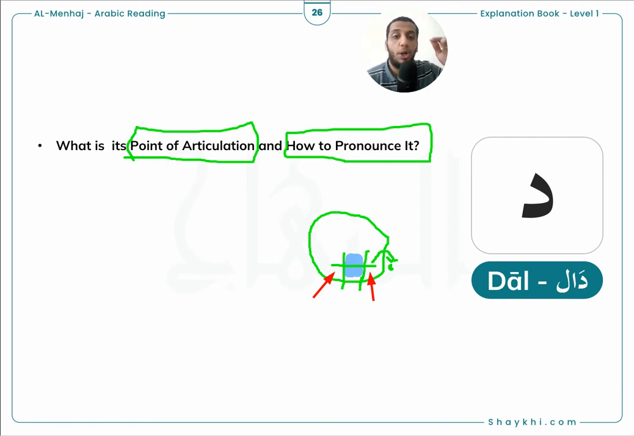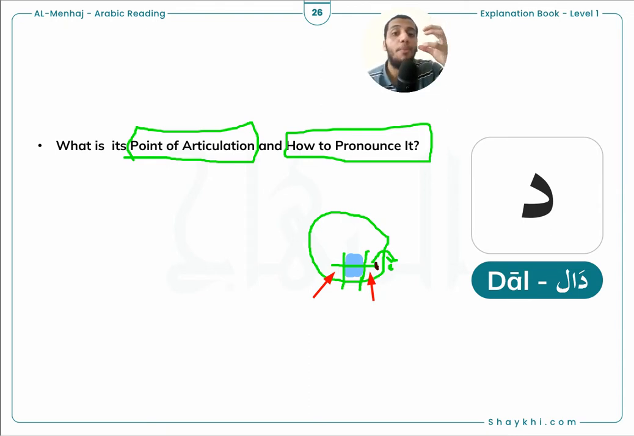Now, from which part do we pronounce letter Dal? You see the top part of the tongue. The first part of this top of the tongue is called the tip of the tongue, which is in this part. Let's use another color to clarify it. Here, this part is the tip of the tongue.